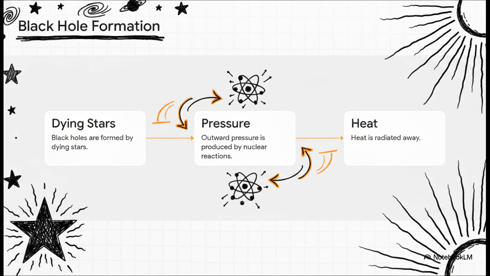Black holes are formed by dying stars. Outward pressure is produced by nuclear reactions. Heat is radiated away. By using the passive voice, the text just seamlessly links the steps of this massive cosmic event. The phenomenon, the black hole, the pressure, the heat, matters way more than the observer or the abstract forces causing it. It creates this really smooth, logical flow of objects and actions.